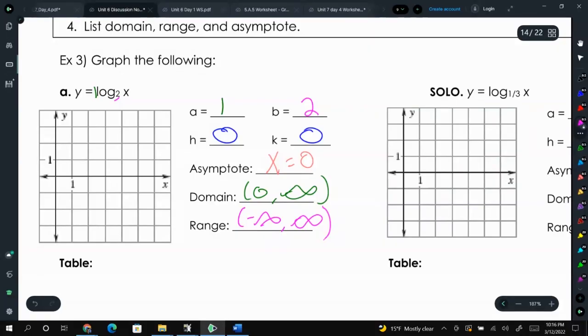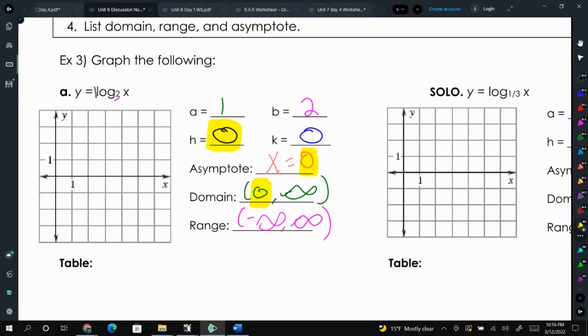So this is going to be different because we've only had 2 functions that have had a domain that wasn't negative infinity comma infinity. This is one of them. Notice x equals 0, our h is 0, our domain is 0. All those go together. So when we shift left and right, all of those are going to change with it.